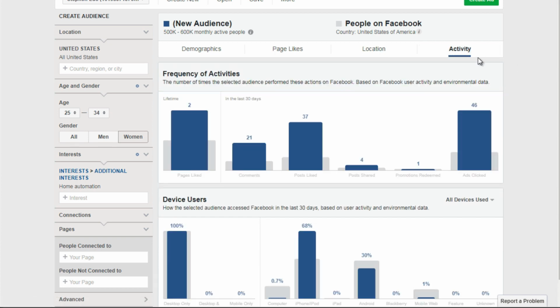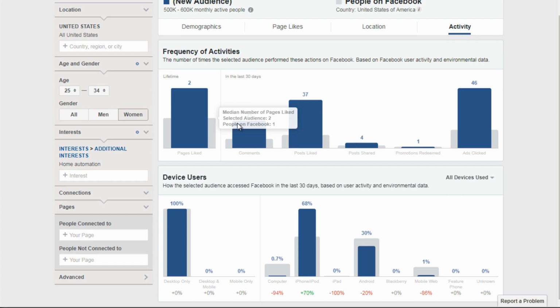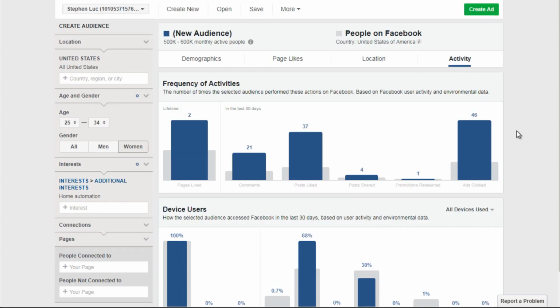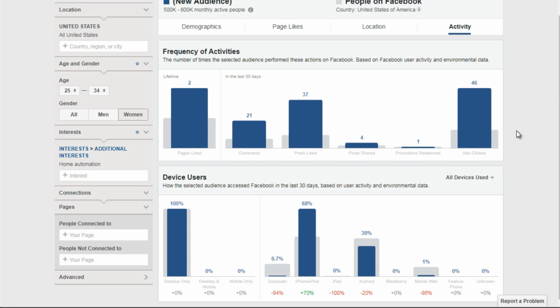If we click on activity, we can see how engaging they are. A lot of them comment, a lot of them like. They don't do a lot of sharing, but they do click ads. A lot of them are using desktops or iPhones or Android. So they're using a lot of smartphones and they're using desktop computers. So that gives us an idea of who we're dealing with.